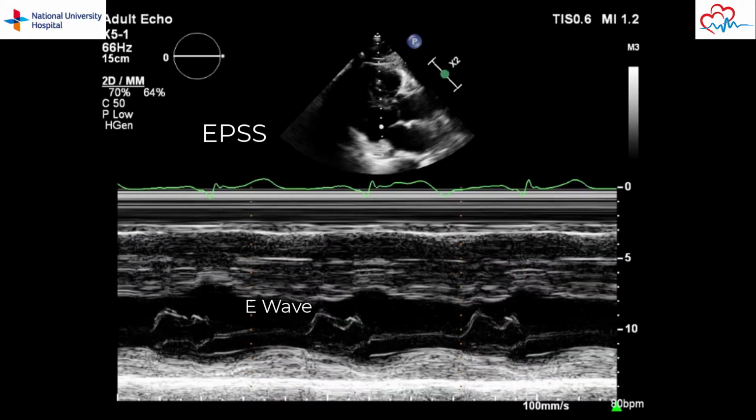Placement of the M-mode cursor across the tips of the anterior mitral valve leaflets allows for EPSS to be determined. This is a useful marker of LVF.